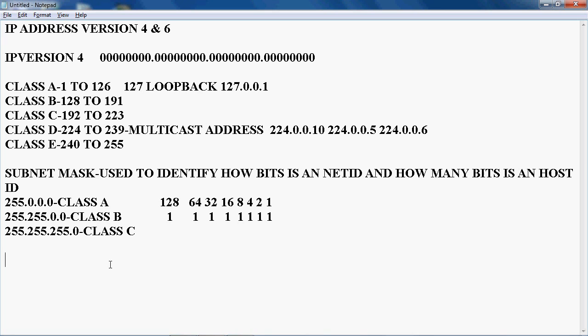So now we can check the private IP address and public IP address for class A, class B and class C. So the private IP address for class A is 10.0.0.0.